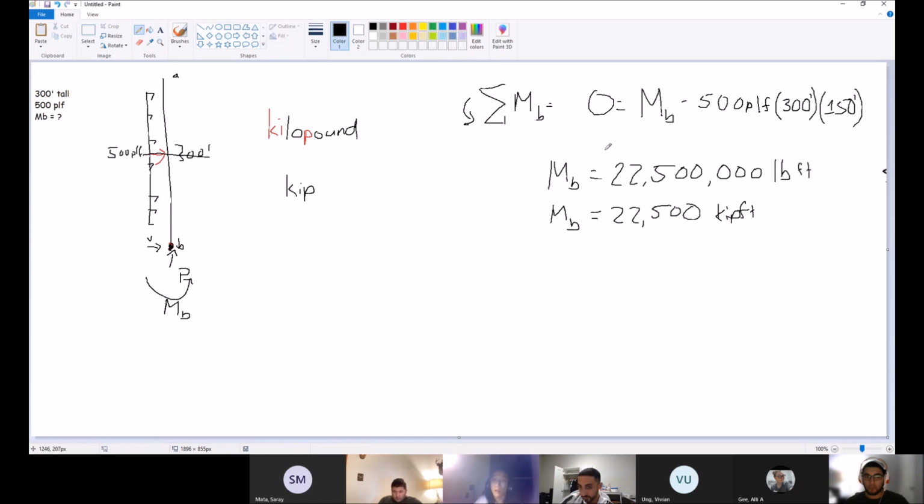I wasn't thinking earlier. This is actually 22 million pound feet, pound times feet. Because remember, it's a moment, so it's a force times a distance. Gotcha. And then we took away the pound, and replaced it with the kip, and then we got that.